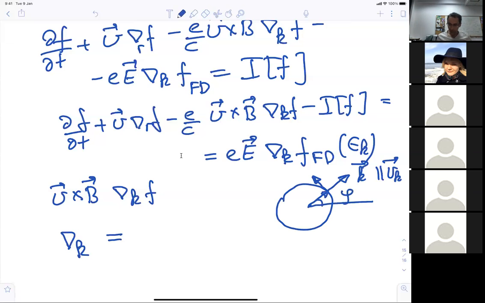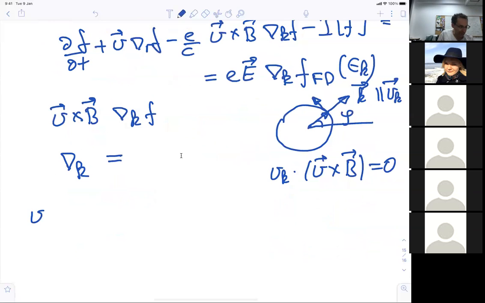So things that are proportional to the direction of k, the product k times v cross B, will be equal to 0, because v cross B is orthogonal to v, and therefore the part which is parallel to k will vanish. So the only thing that will survive from the gradient of k will be in the direction of the angle.